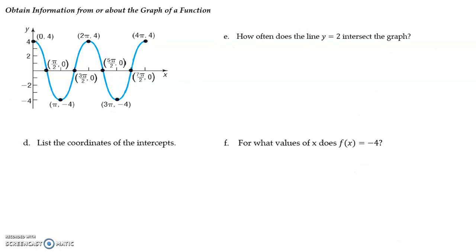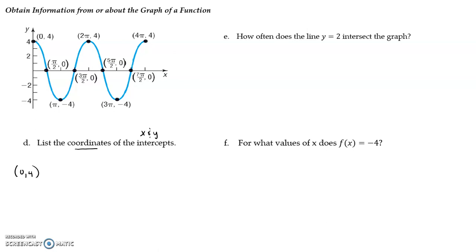Part D is going to ask us to list the coordinates of the intercepts. Since it's phrased this way, we want both the x and the y-intercepts on this one. So let's go ahead and do the y-intercept first. We'll make sure we put it as coordinates. So my y-intercept is going to be the point 0,4.